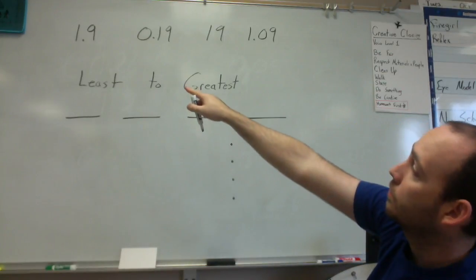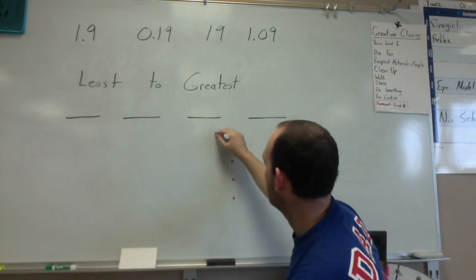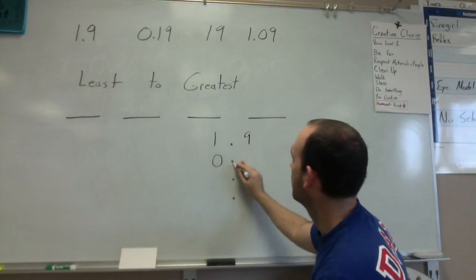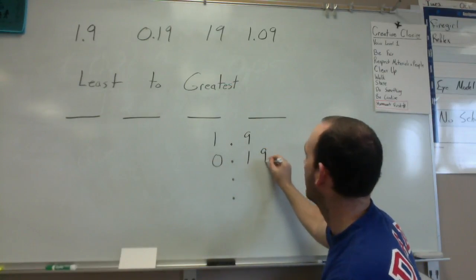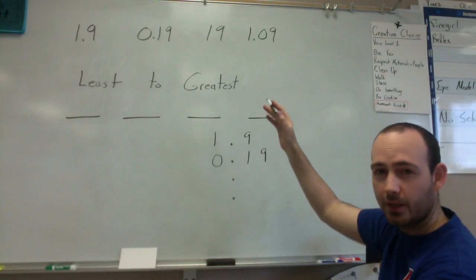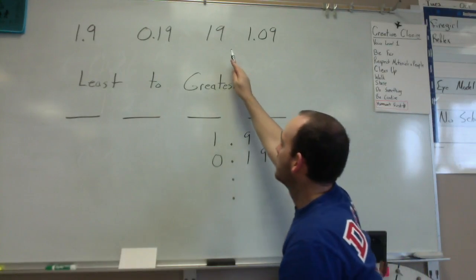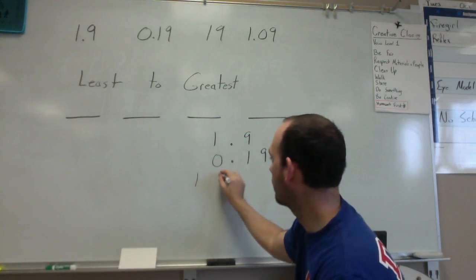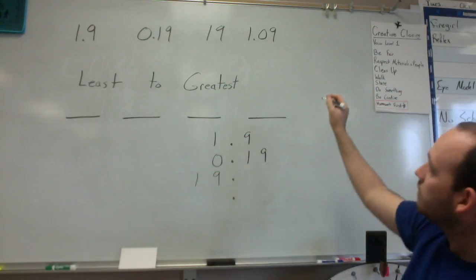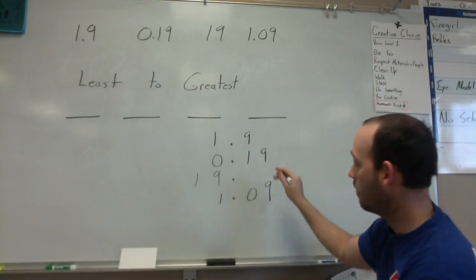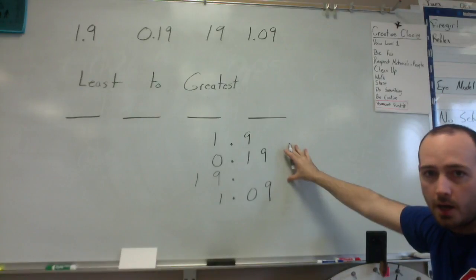Normally, they won't have all of the exact same digits like that. But if I go to rewrite that first one, 1 on this side, 9 here. Then I see a 0, decimal, 1, 9. I see a 19. Now that might be a little bit confusing for some of you. In a 19, the decimal point is over here. Remember, the decimal is always after the ones place. So it's going to look like this. And then 1.09.